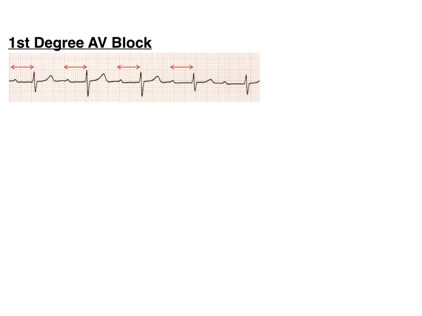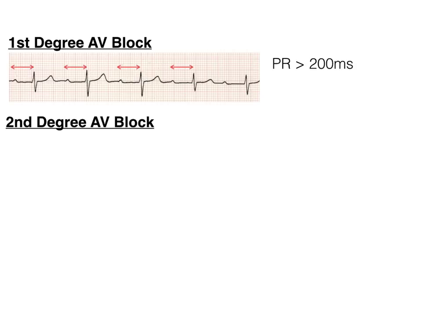So a first degree AV block looks like this. And basically what you have in a first degree AV block is just prolonged PR intervals. They are constant, they are prolonged, and that's it. So whereas in the normal I showed you a nice pretty little PR interval that was less than 5 boxes, a first degree AV block is a PR interval that's greater than 200 milliseconds or greater than 5 little boxes. And I've drawn in these reddish arrows to illustrate that to you.